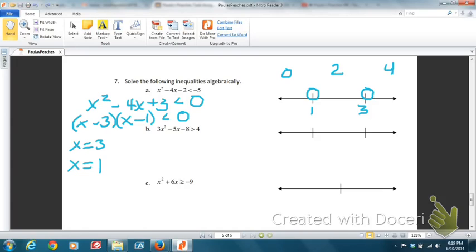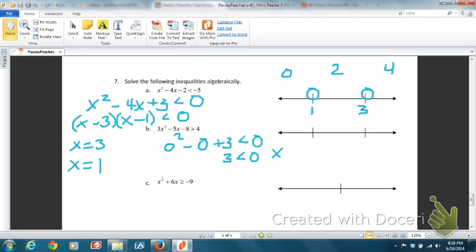Alright, so first when I substitute 0, I have 0 squared minus 4 times 0, which is 0, plus 3 is less than 0. Alright, so this is saying that 3 is less than 0. That is not true.